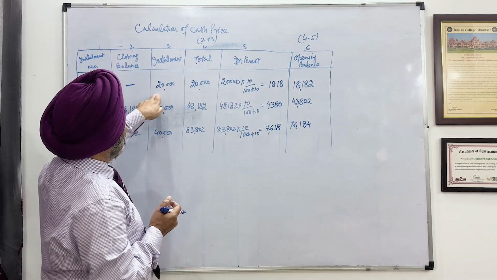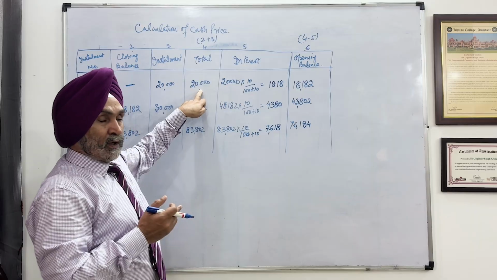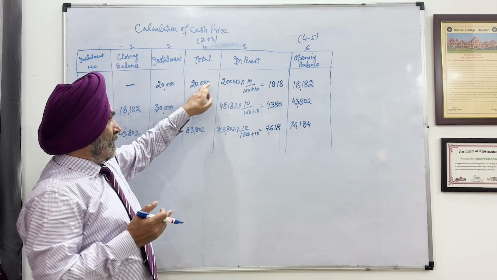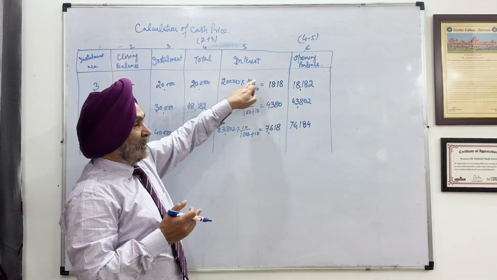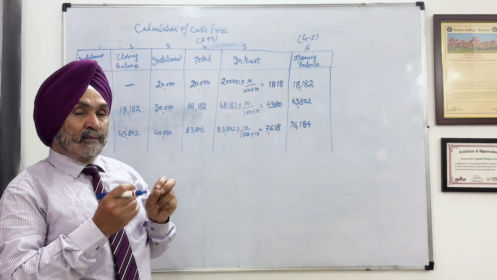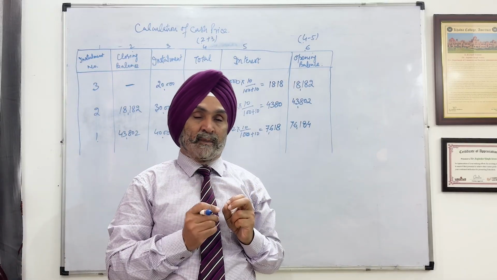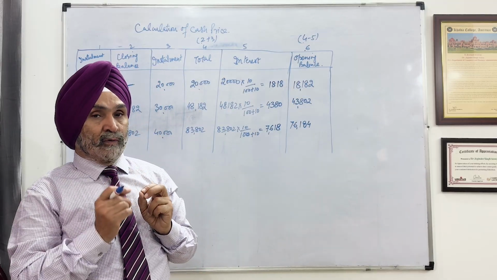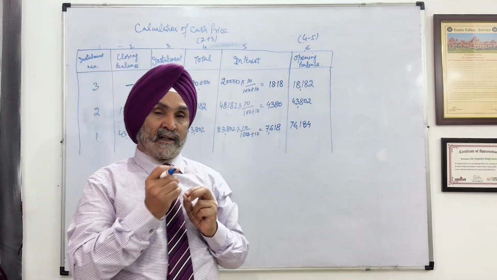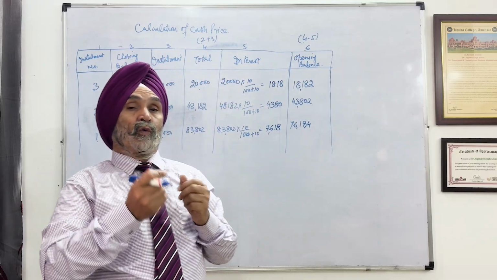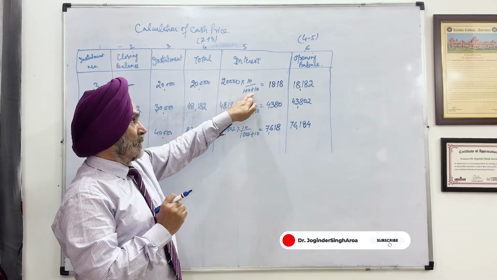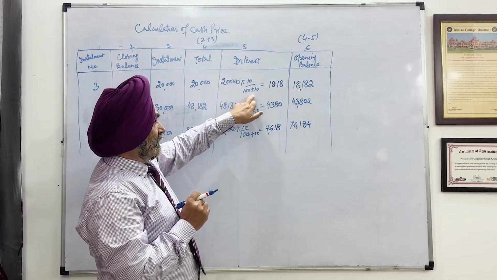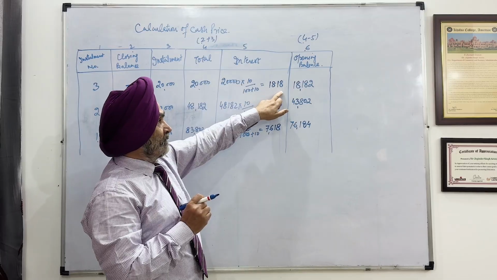Total of the second and third column will be the fourth column. So nil plus 20,000, it will be 20,000. On 20,000, interest will be calculated by multiplying with the rate upon 100 plus rate. If it is 5%, it will be 5 over 105. If it is 10, then 10 upon 110. Why 110? I will let you know. So on 20,000, 10 upon 110, it comes out 1818.